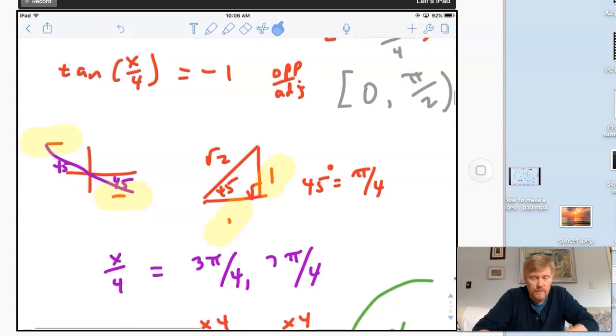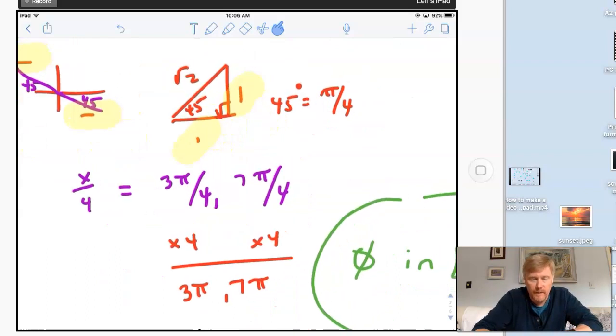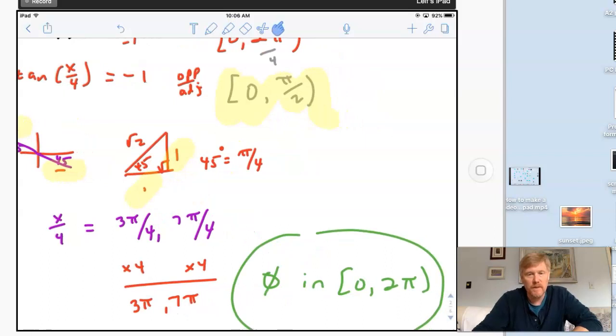So now instead of dividing, I'm going to multiply both of those by 4, and I get 3 pi and 7 pi. Now, here's the funny thing about this one, because up here, remember I said it's got to go between 0 and pi over 2. Neither of those answers are between 0 and pi over 2. Therefore, I'm going to put this clause in here, and I'm going to say there are no answers between 0 and 2 pi, okay? So that's the way you phrase your answer there.